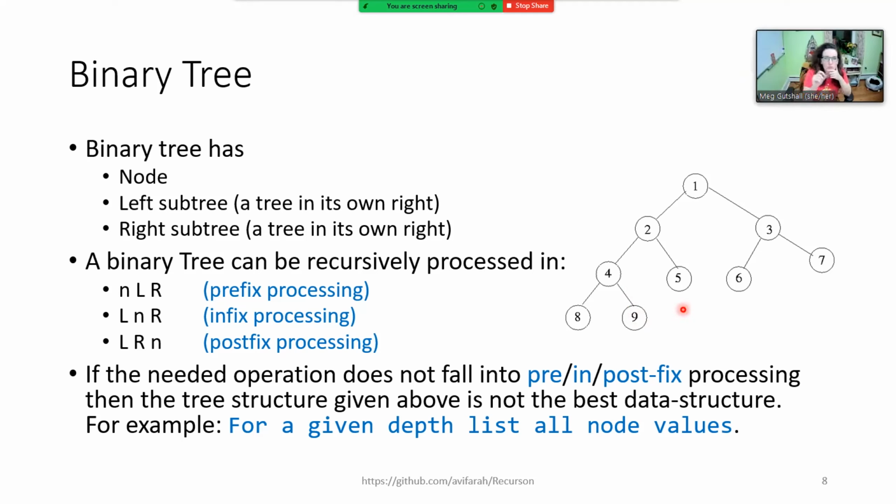So really, we're going 1, 2, 4, 8, 9, 5, 3, 6, 7. Excellent. Because we're not hitting anything twice. Correct. Okay. I would like a volunteer to do left node right.